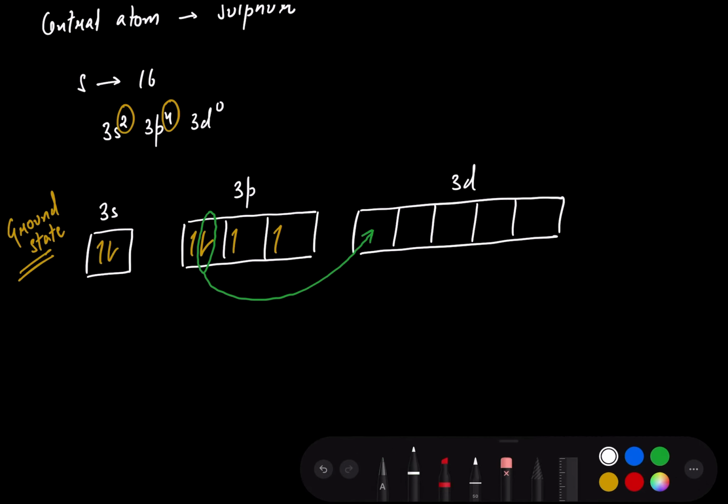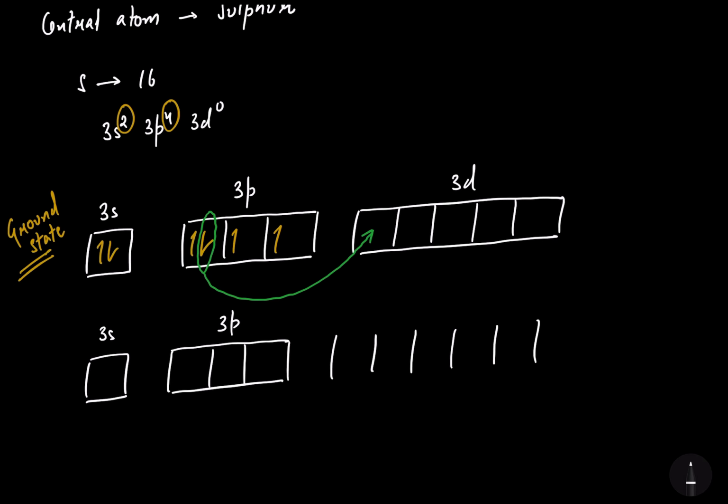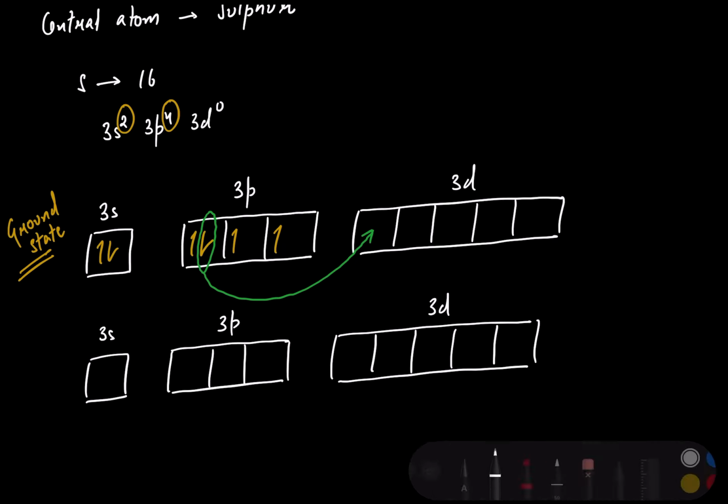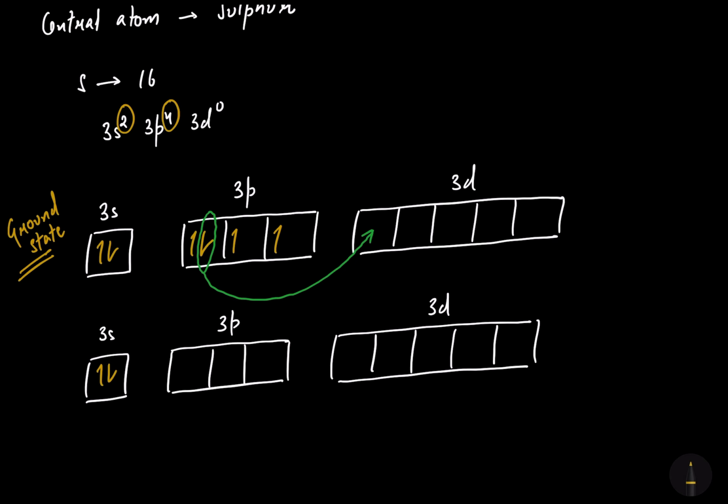So let's make the excited state. Firstly, this is the 3s. These are the 3 degenerate orbitals of 3p and these are the 5 degenerate orbitals of 3d. So now let's fill the electrons. The 3s was having 2 electrons. Now 3p has 3 electrons only. And one of the electrons from 3p has been excited to the 3d orbital. So 3d now has 1 electron.